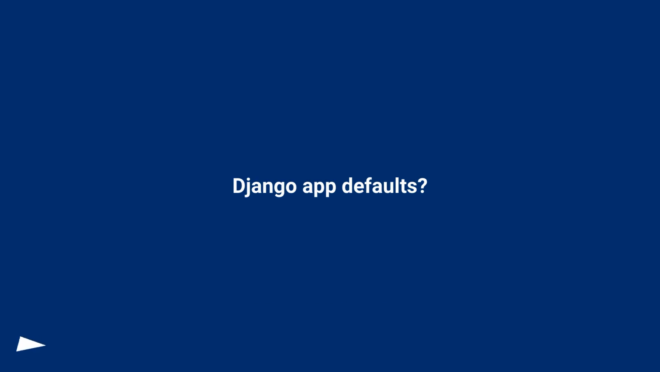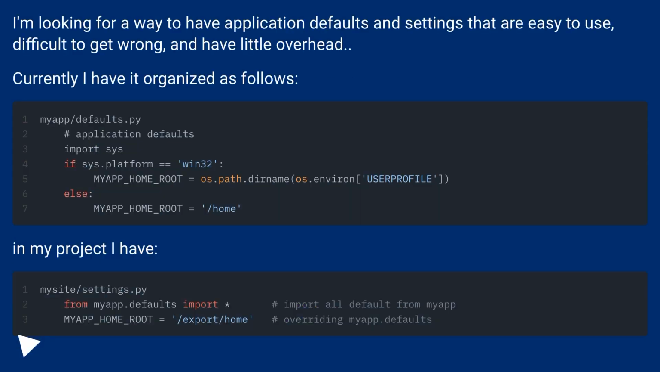Django app defaults. I'm looking for a way to have application defaults and settings that are easy to use, difficult to get wrong, and have little overhead. Currently I have it organized as follows.